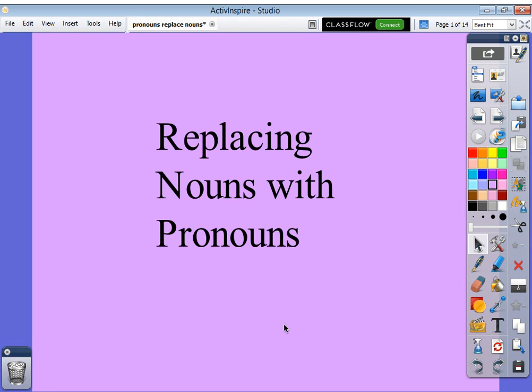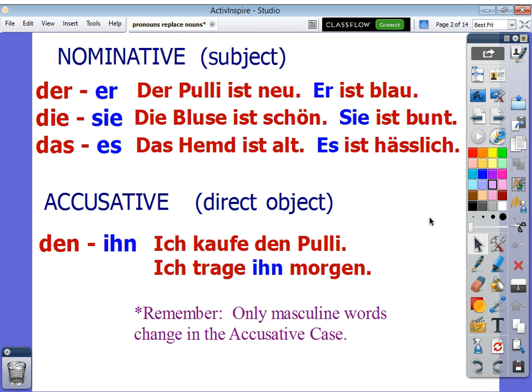So today we're going to talk about replacing nouns with pronouns. The first thing we need to do is make sure we understand what pronouns are and how to use them in German. So, reminder, when it's something masculine, in the nominative case, meaning it's the subject, we're going to use er. So we will replace der Pulli with er. For feminine, die words, we'll use sie. Die Bluse ist schön, sie ist bunt. Sie replaces die Bluse. Notice the IE.